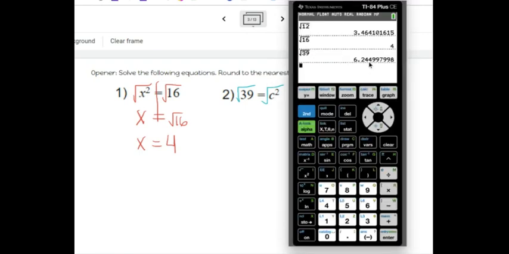So 6.244, but the number behind it is a 5 or bigger, so my 4 is going to go up to a 5. If it was less than a 5 behind it, let's say it was 6.2443, then I would just leave it as 6.244. But since it's a big number, it's going to round up.